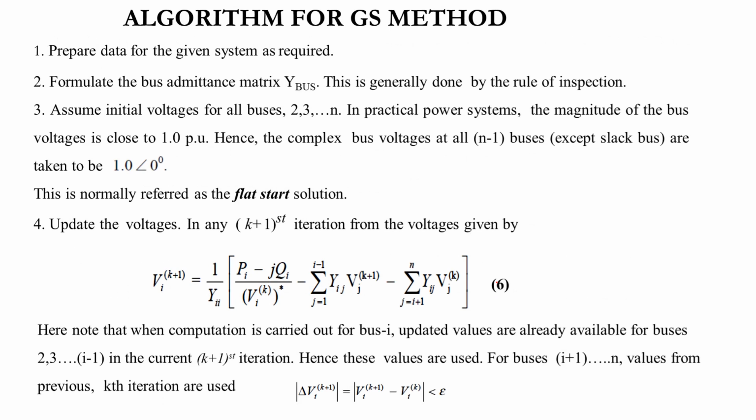So the first procedure is to find the data for the given system as required. Means, what are the data? And the next is assuming the voltage 1 plus j0 for all the buses except the slack bus. So the slack bus voltage is the specified voltage and it is not modified in any direction.